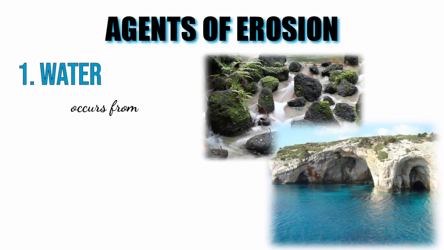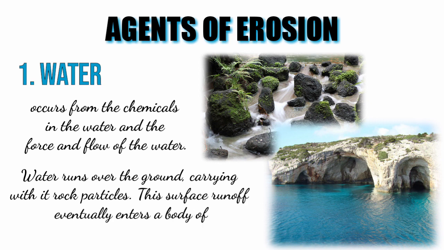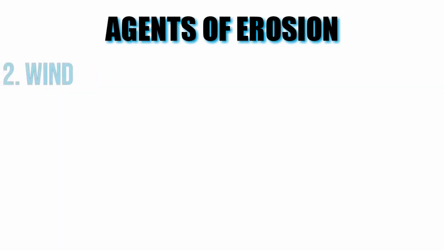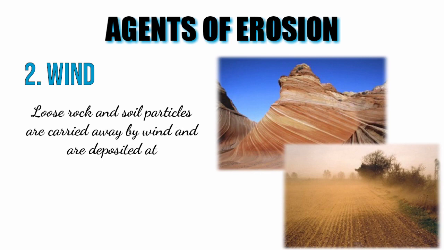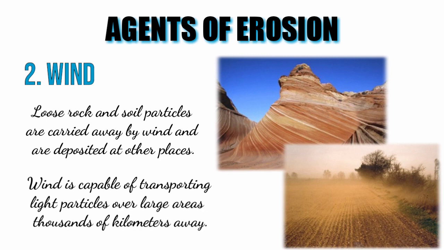Erosion takes place due to the following agents. Water. This occurs from the chemicals in the water and the force and flow of the water. Water runs over the ground, carrying with it rock particles. This surface runoff eventually enters a body of water such as streams, lakes, and oceans. Next is wind. Loose rock and soil particles are carried away by wind and are deposited at other places. Wind is capable of transporting light particles over large areas thousands of kilometers away.